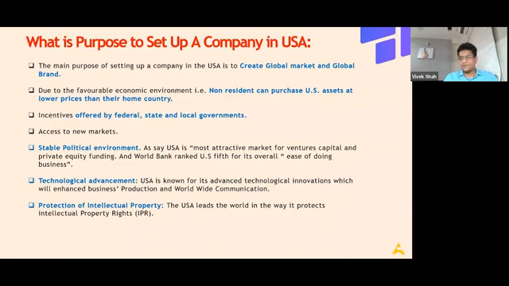The first question that arises is why I should go for incorporation of my own company in the US, or why I should go for a domestication in the US. There are a lot of purposes. The main purpose of setting up a company in the US is to create a global market, because that is a global brand. If you say that my company is incorporated in the US, that has more value. So obviously the global market and the global brand. Second is the economic environment. A non-resident can purchase in the US at a lower price than in the home country. So there are a lot of advantages.